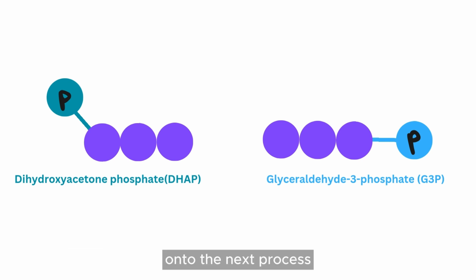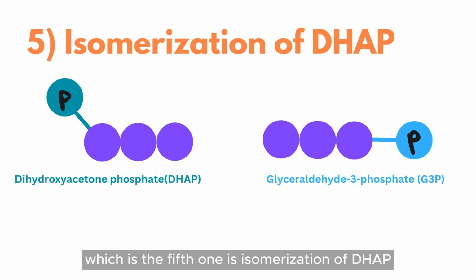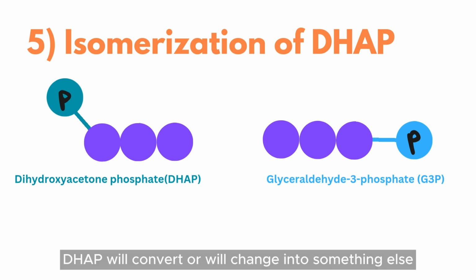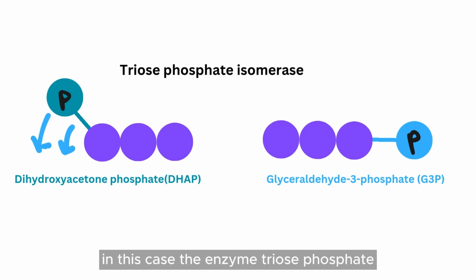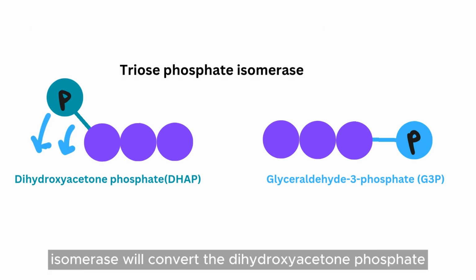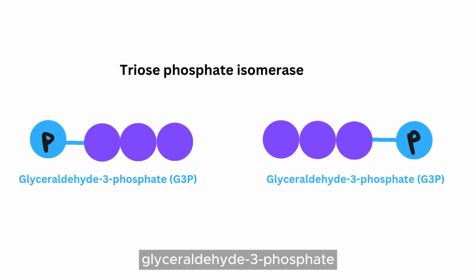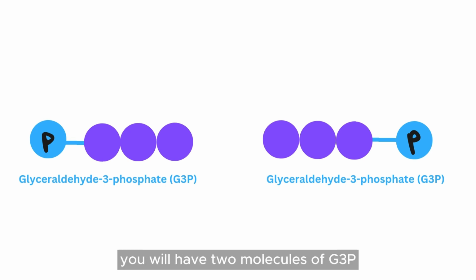On to the fifth process, which is the isomerization of HAP. Isomerization of HAP is exactly what it sounds like: the HAP will change into something else. In this case, the enzyme triose phosphate isomerase will convert hydroxyacetone phosphate, HAP, into G3P, glyceraldehyde 3-phosphate. So at the end of this process, you will have two molecules of G3P.